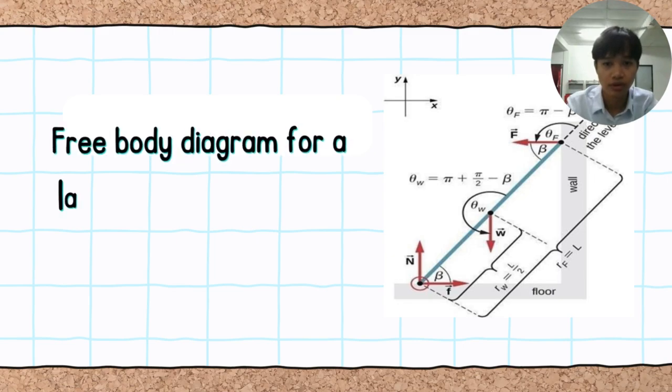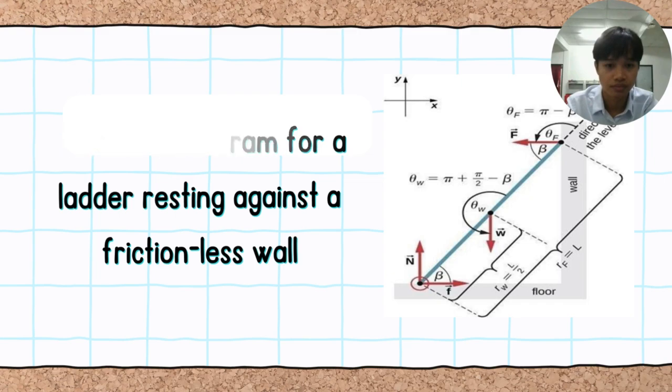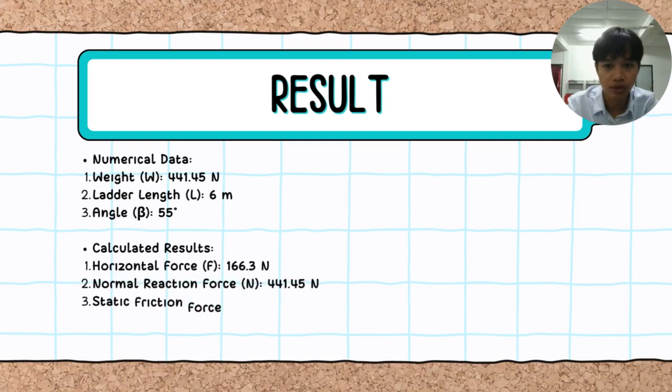So this is the free body diagram for the ladder resting against a frictionless wall. The numerical data given is weight equal to 441.45 Newton, ladder length is 6 meters, and angle beta is 55 degrees. The calculated results are: horizontal force is 166.3 Newton, normal reaction force is 441.45 Newton, static friction force is 166.3 Newton, and the coefficient of friction is 0.377.